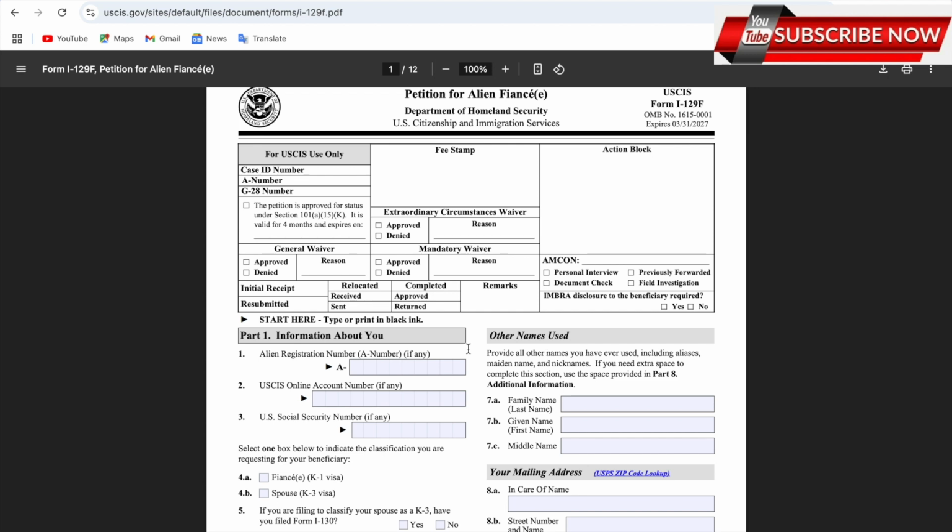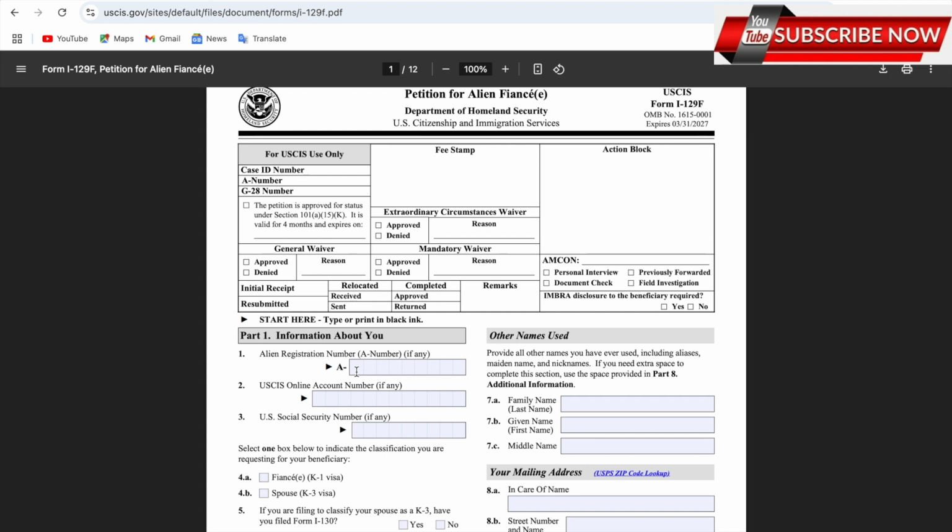So let's begin. Part one. It says information about you. Alien registration number. So use your alien number. If you have an alien number, you put in your alien number. If you are an immigrant in the United States, you are from a different country and you came to the United States, yes, you have this number. You automatically have this number.